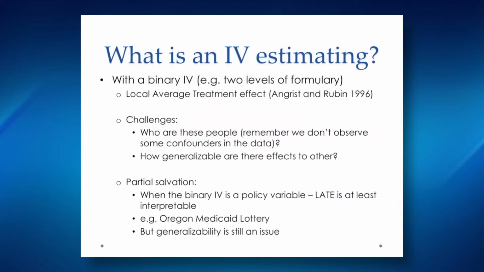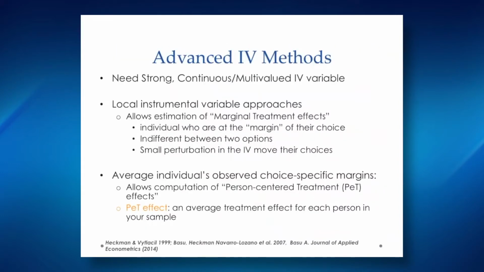Now, one area of work that has been particularly useful over the last 20 years is trying to overcome this problem using strong continuous or multi-valued instruments. And here the idea is that when you have a lot of levels of the instrument, then you can use each pair of those levels to estimate something called the marginal treatment effect, or the effect for people who are at the margin, whose observed confounders and instrument are exactly balanced with their unobserved confounders, so that they are indifferent between choosing treatment or not.